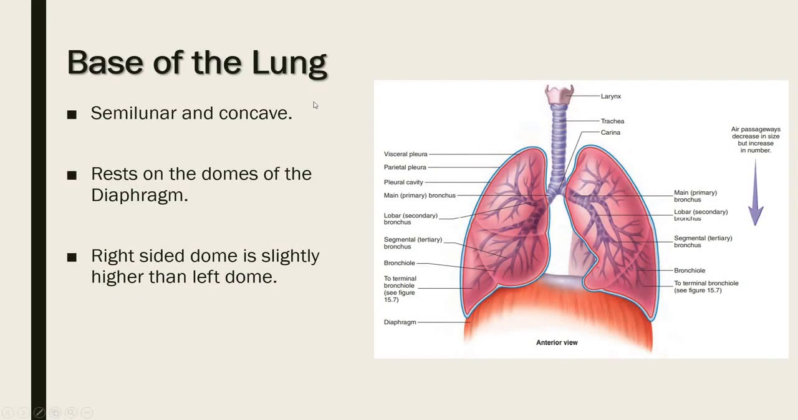Now the base of the lung is semilunar and concave, as we have seen before, and rests on the domes of the diaphragm. The right dome is slightly higher than the left dome. This is the diaphragm. The base is located over the domes.